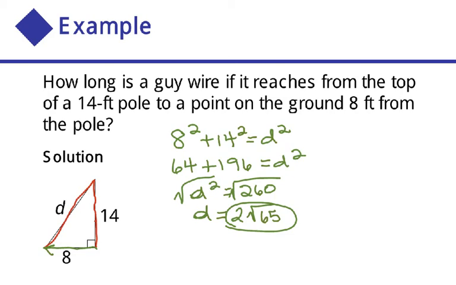But sometimes you'll also be asked for the approximate answer, and that means you'll go ahead and take the square root of 65 and round the decimal that you get. That's called an approximate answer because it's not spot on, because you've rounded a decimal.